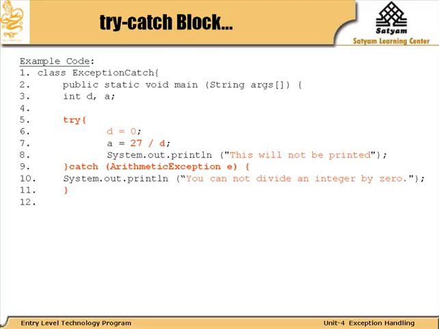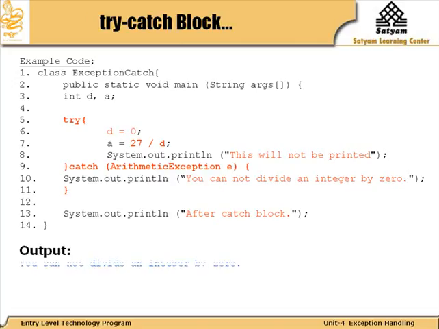This is the catch block, which catches the arithmetic exception and prints the message "you cannot divide an integer by 0". And then the control moves out of the catch block, printing the message after the catch block. There comes the output.